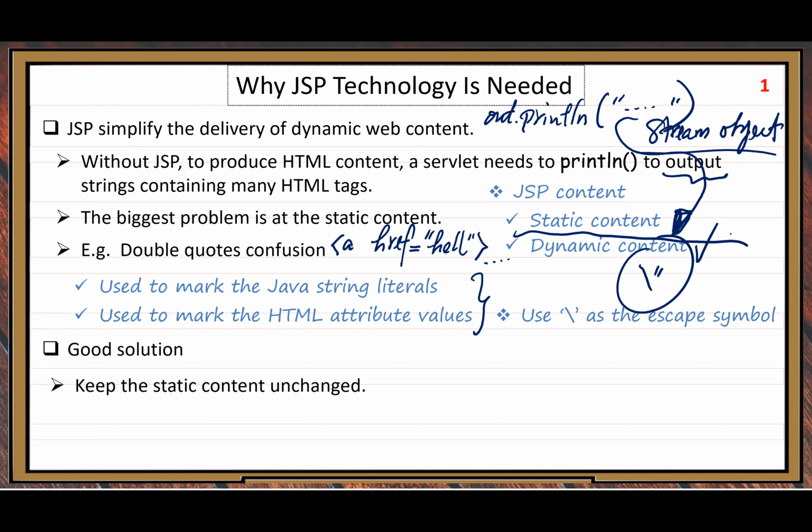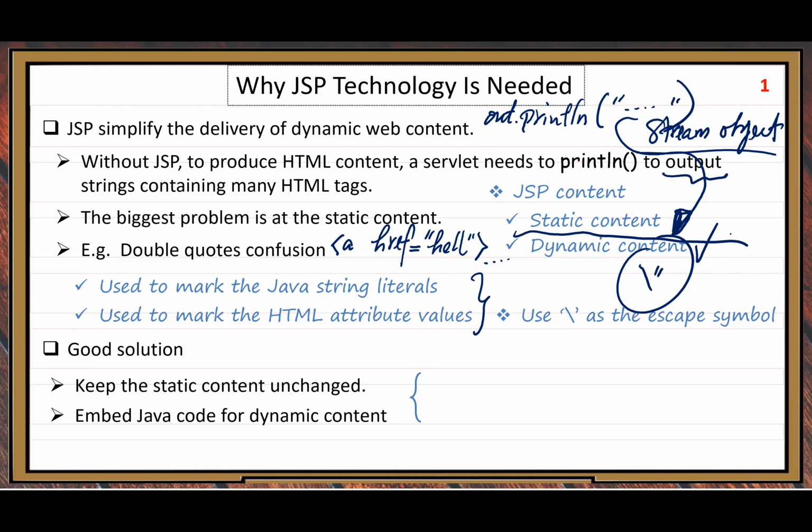Because the compiler will treat it as a Java double quote, not an HTML double quote, so the compiler cannot recognize how to do the compilation. It breaks. Keep the static content unchanged. Much better. Ideal solution. Next, embed Java code for dynamic content. Only when you need to do the dynamic content, you embed Java code. Otherwise, leave the content there.